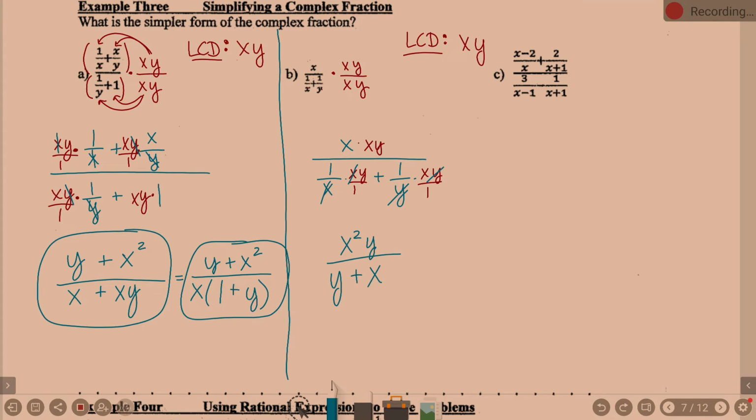Again, nothing's going to cancel. y's can't cancel because this y in the denominator is added. Remember, it's married when it's added. You can't cancel something out of an adding or subtracting statement. And so it would stay like such.